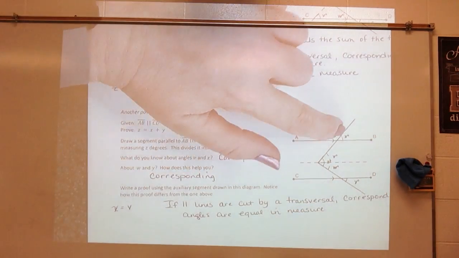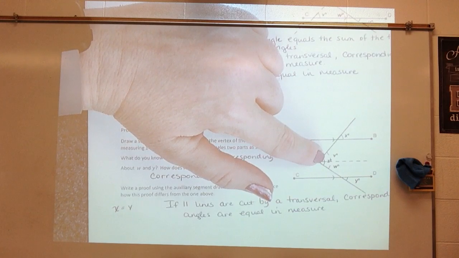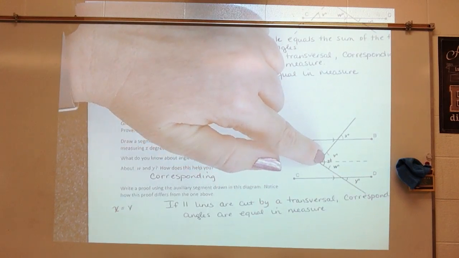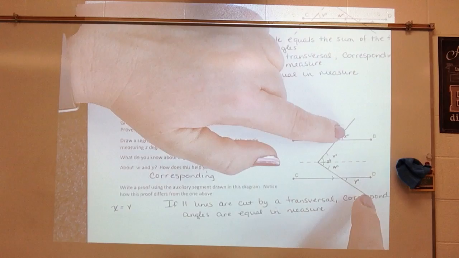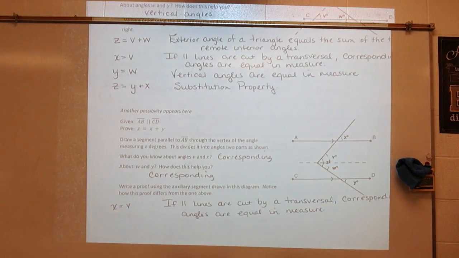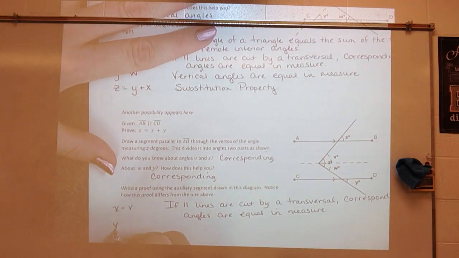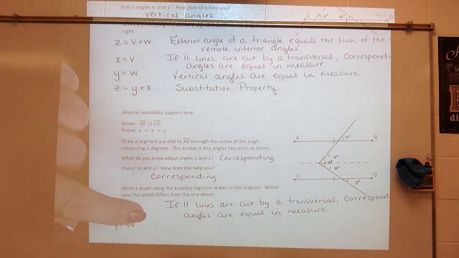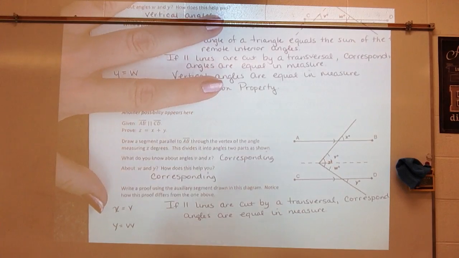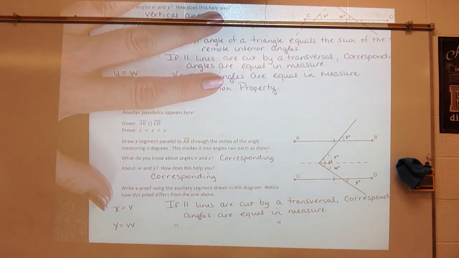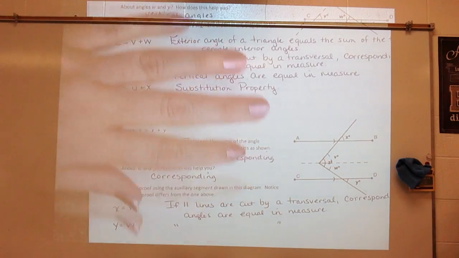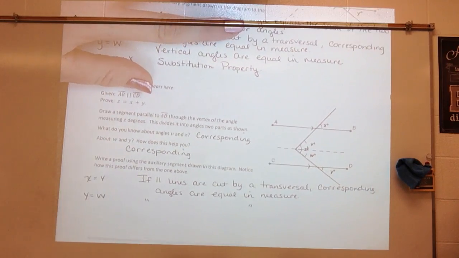Alright, so if I know that X and V are equal, remember my goal is to figure out that Z is equal to X plus Y. And Y is equal to W. Why do I know that? Because once again, if parallel lines are cut by a transversal, and I'm just going to put little quotation marks because I don't want to take much more time to write this out.